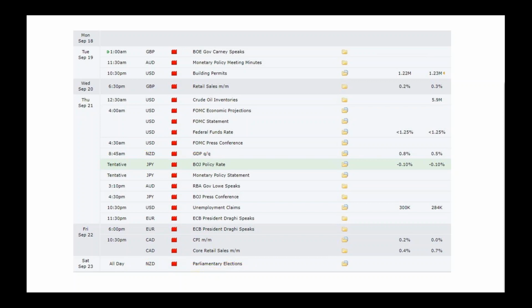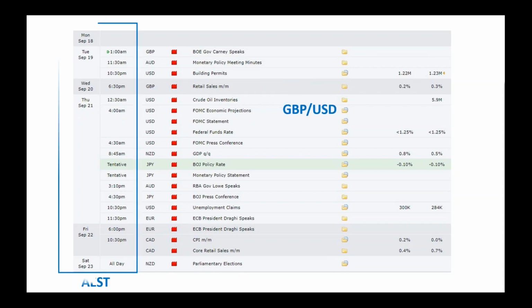That's the highlight. I think the currency that's probably going to be the most susceptible to data this week will be the GBP USD, primarily because of the US FOMC statement and federal funds rate decision. As always, guys, please remember that the times I'm showing you here are in my local time, which is Australian Eastern Standard Time, otherwise known as Sydney time.